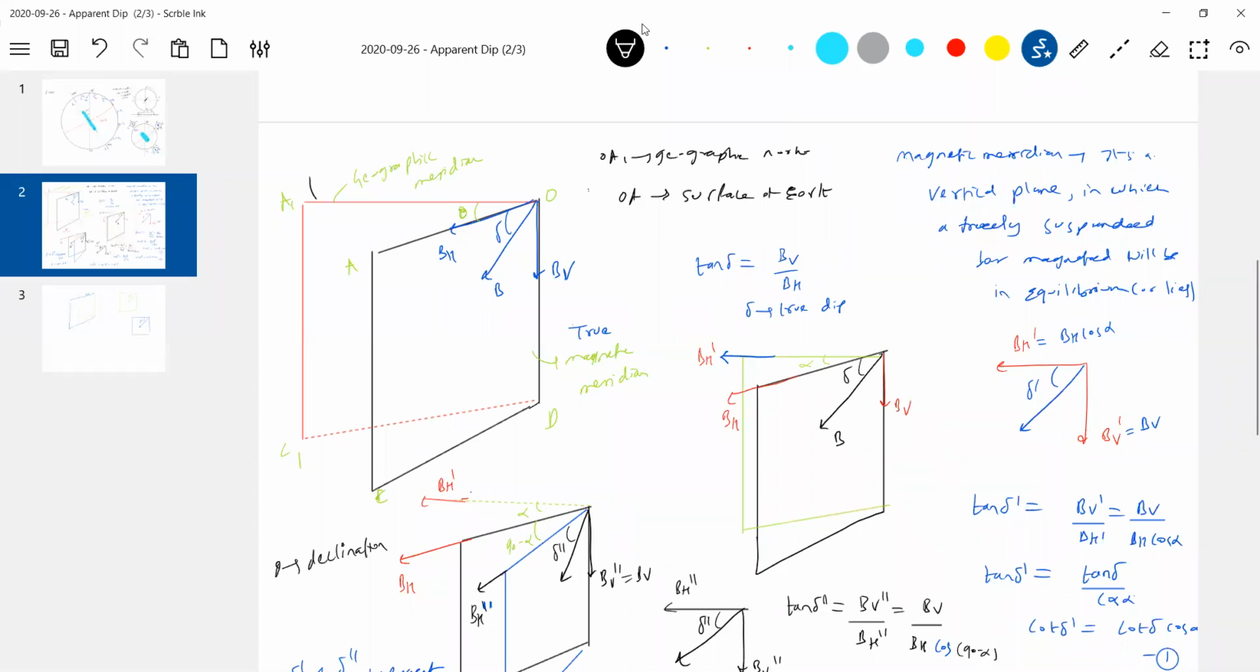Then first, for that, what happened? To get the declination, what is needed? You should first measure what? You should first have an idea of the true magnetic meridian. Without the true magnetic meridian, you cannot measure declination, because geographic north, I know.